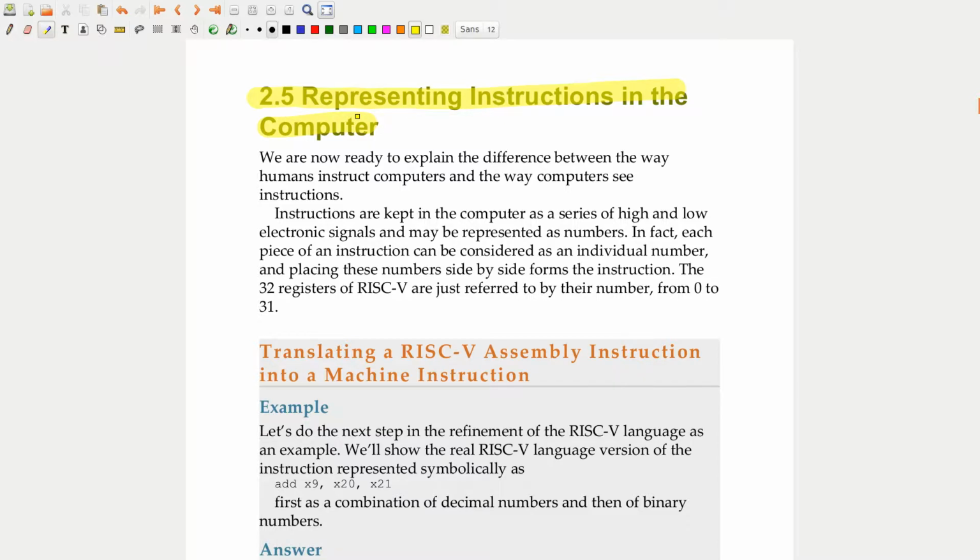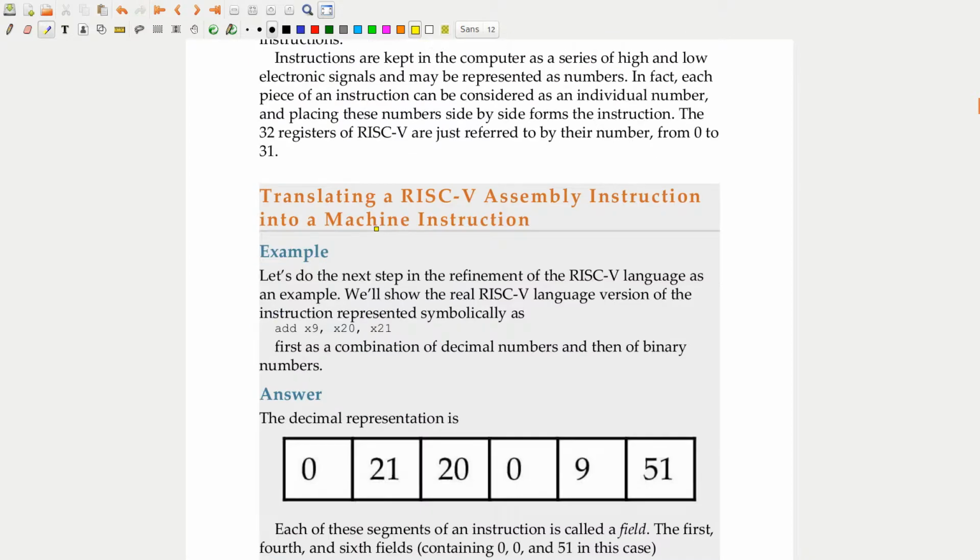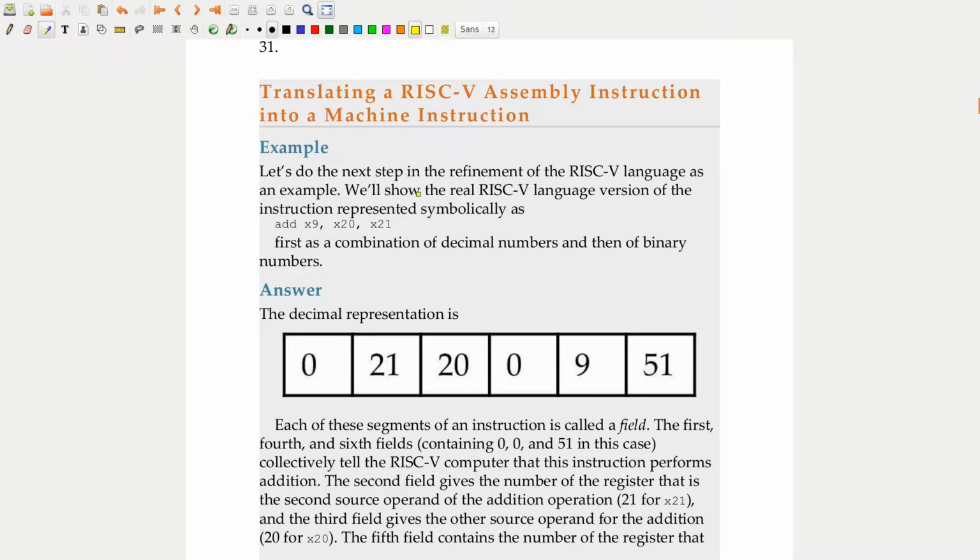So we talked about instructions. We've talked about assembly language. But you can't give a computer words and expect it to understand what you're talking about. You have to give it binary numbers. And so now we're going to get into how those are represented.